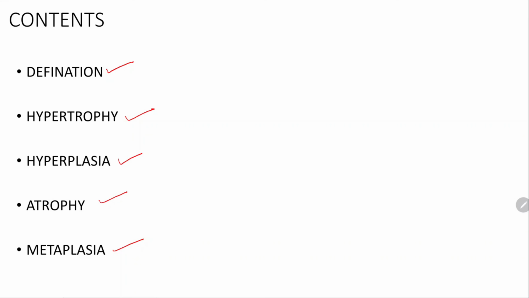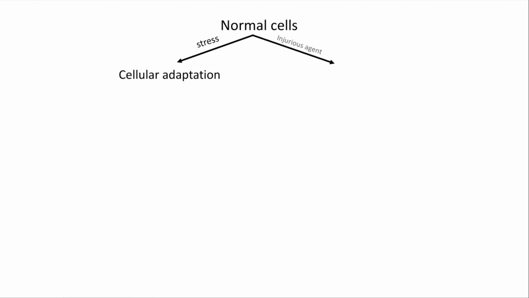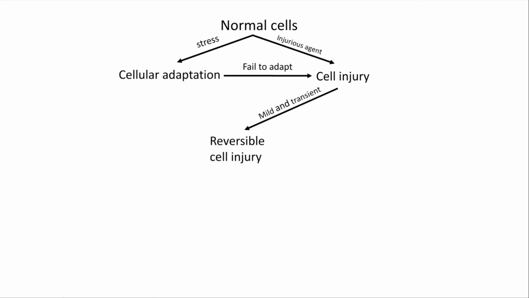Before going into the topic proper, let's see how a cell responds to any stress. Whenever a normal cell undergoes stress, the cell tries to adapt to it by undergoing cellular adaptation. If the stimuli or stress is injurious, or if the cell fails to adapt, the cell will undergo cell injury. If the stimuli is mild and transient, the cell will undergo reversible cell injury. But if the stress is severe and persistent, the cell will undergo irreversible cell injury.